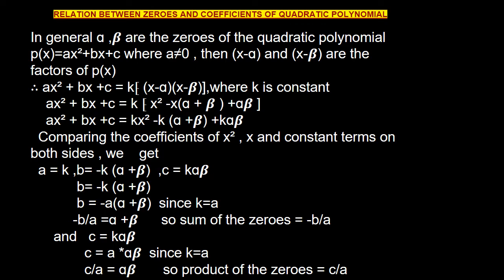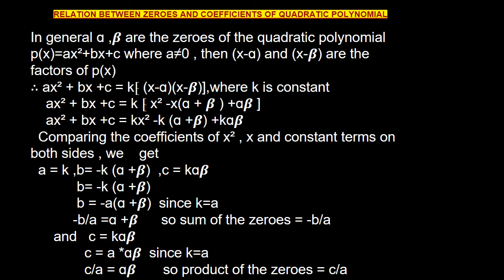So if we multiply by k, ax square plus bx plus c is equal to kx square minus k into x into alpha plus beta plus k alpha into beta. Comparing the coefficient of x square, x and constant term on both sides, we will get a is equal to k. On the left side ax square, on the right side kx square, these two terms are compared. The x square coefficients are compared, then a is equal to k.